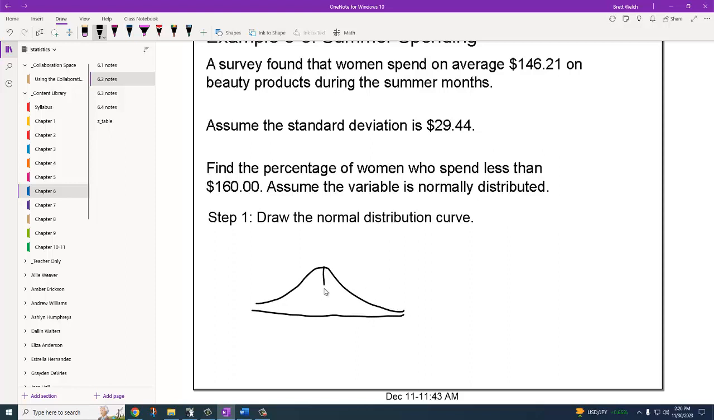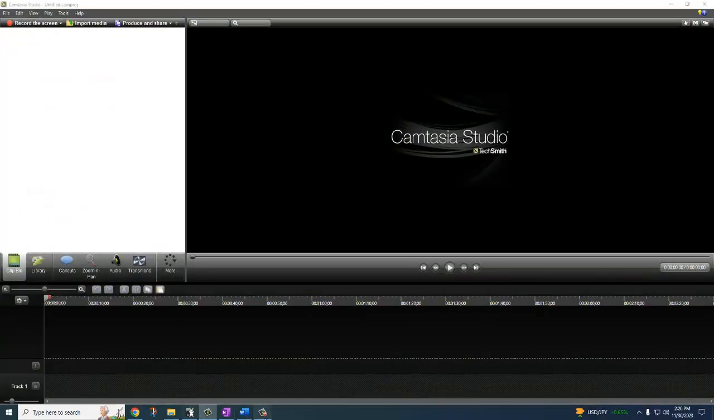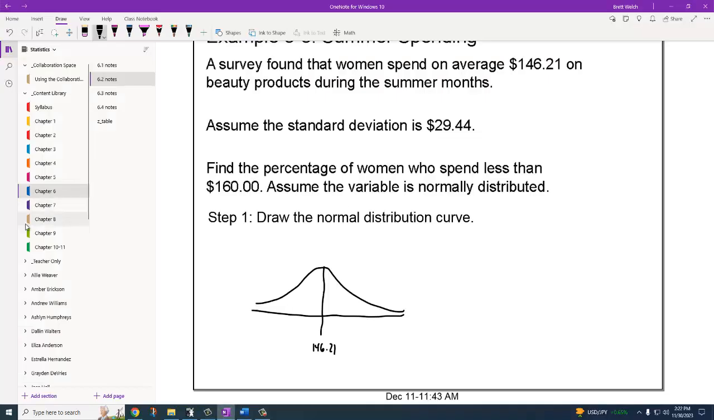Okay. Right here in the middle is our average, which would be 146.21. And then we're being asked about the probability of being... whoops, sorry guys, you're seeing behind the scenes. Okay, there we go. The value that we're being questioned about is 160, which would be over here on the right somewhere. We're looking for the percentage of women who are less than that, so we're going to say to the left, because that's where less than would be. We want to know that area under the curve, because that area is the probability of landing over there.